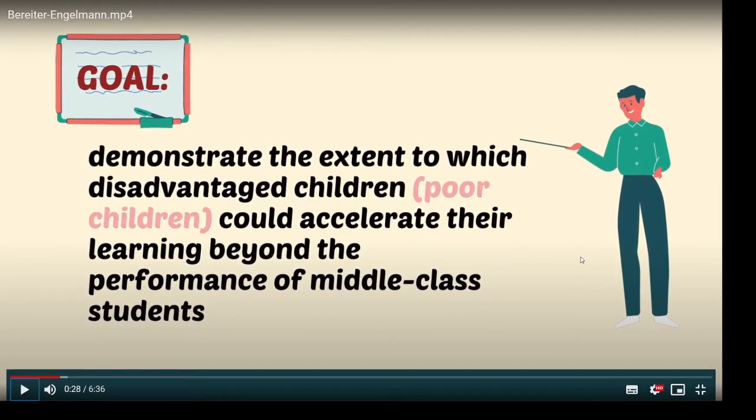So anyway, what is the goal of this approach? The goal is to demonstrate the extent to which disadvantaged children or poor children could accelerate their learning beyond the performance of middle-class students. For middle-class children, school is usually a very comfortable place. When a middle-class child comes to school, he already possesses a language that relates perfectly to that of the school. So what about the disadvantaged children? How can they cope if they go to school? Because they don't have any background. So let's see later on.